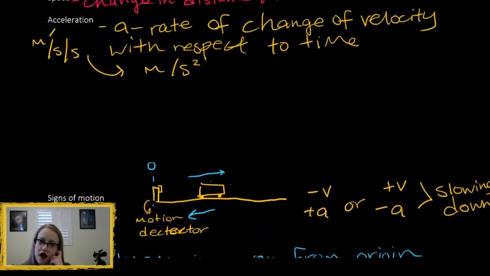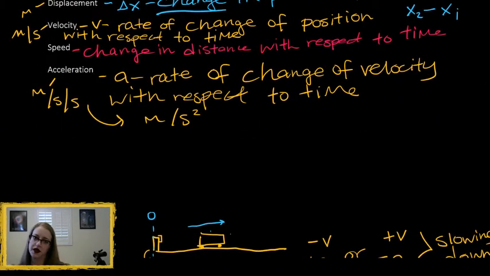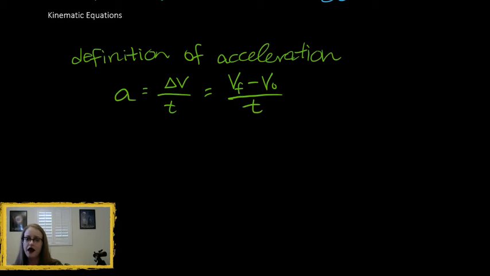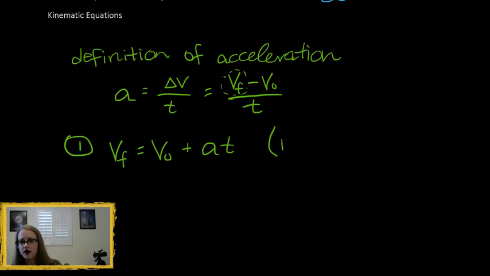And our definition of acceleration, we said at the beginning of the video, was the rate of change of velocity with respect to time. So acceleration equals the change in velocity over time. Well, how do we write change in velocity? Well, change means final minus initial. And this equation is usually solved for final velocity. So if we solve this equation for final velocity, we get final equals initial plus at. This is equation 1. I call him Knox.